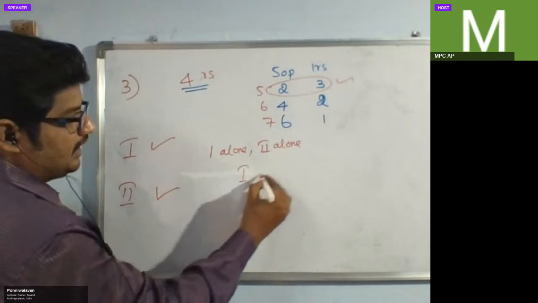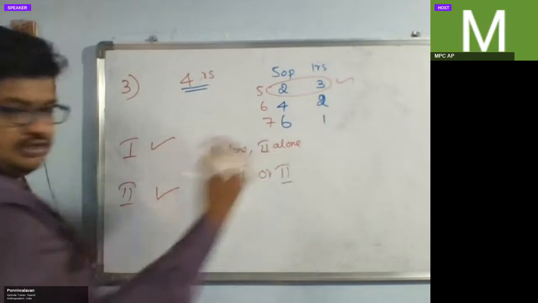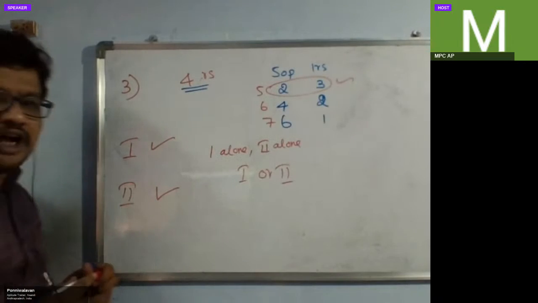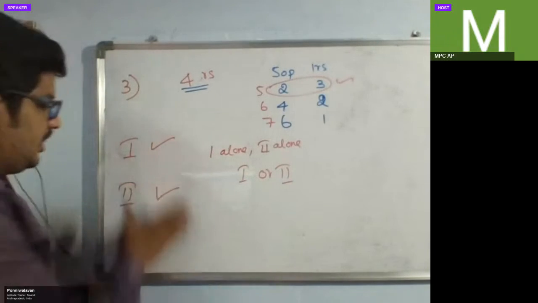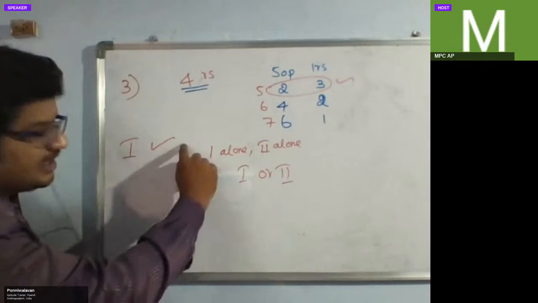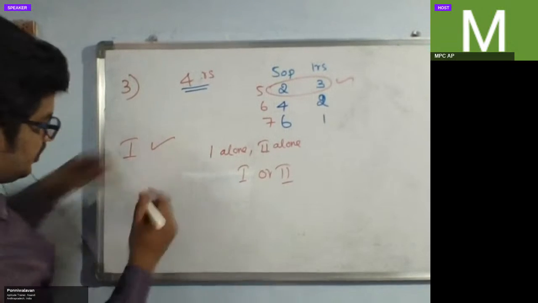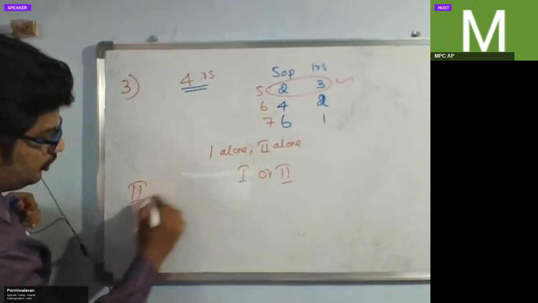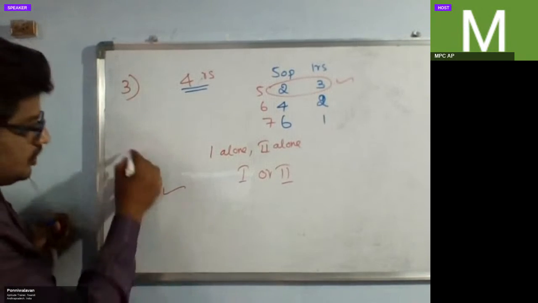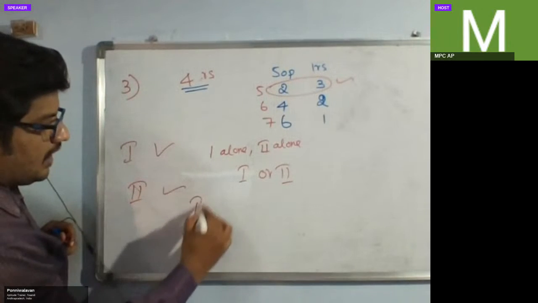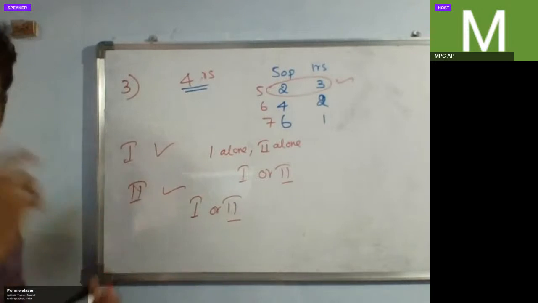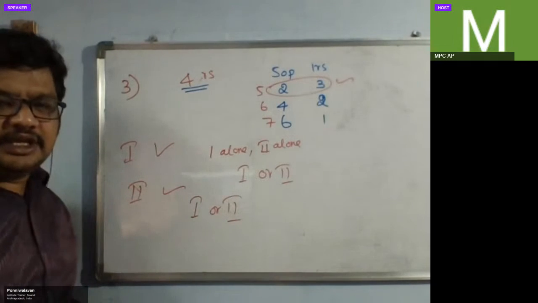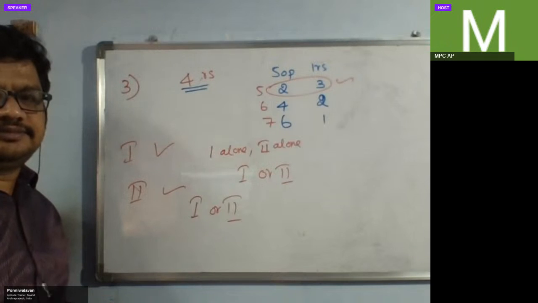That means 1 or 2. Not both, it is 1 or 2. Even if I don't have 2, from 1 itself I can find the answer. Suppose I didn't have 1, from 2 itself I can find the answer. So it is 1 or 2. What is the option here? Option 2, mark 2.